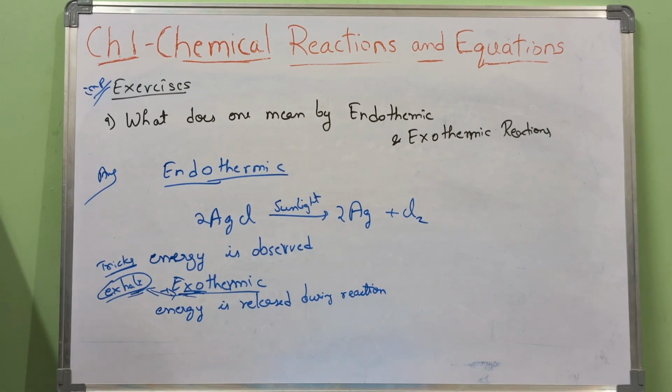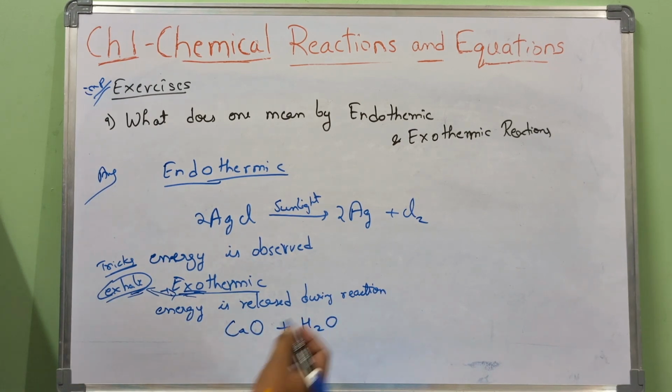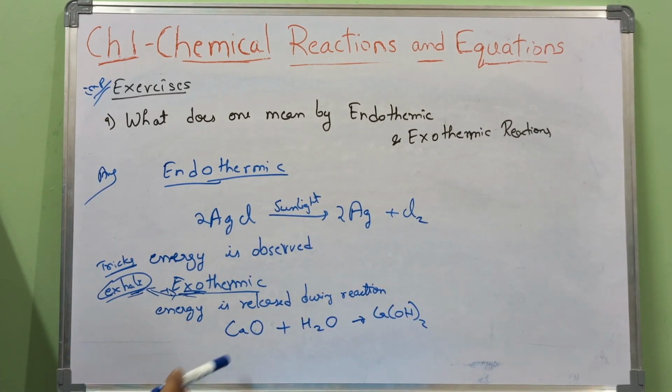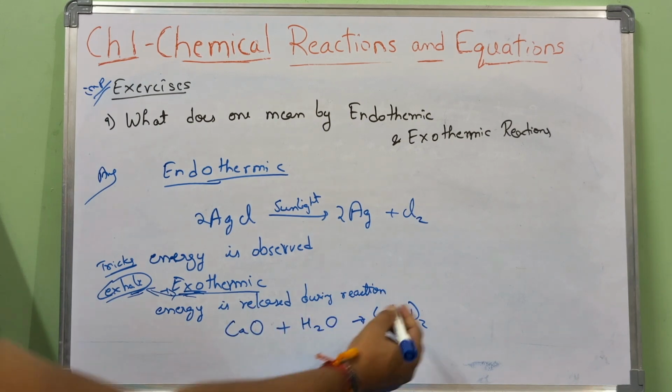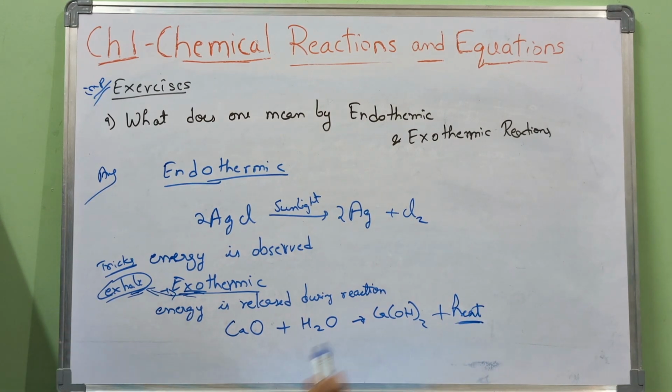For examples, you can consider most of the combination reactions. I am just giving you this example; if you want, you can change it to any other combination-type reaction. Here I am saying CaO plus H2O gives Ca(OH)2, that is calcium hydroxide. Calcium oxide and water combine to form calcium hydroxide, and this results in energy in the form of heat. Most reactions release energy in the form of heat, and this is one example where calcium oxide plus water gives calcium hydroxide and heat.